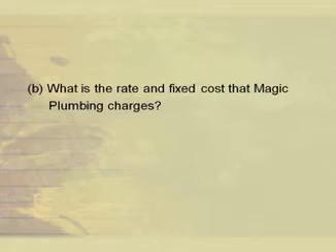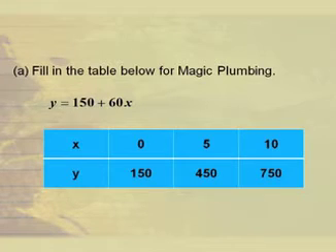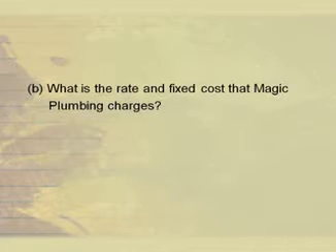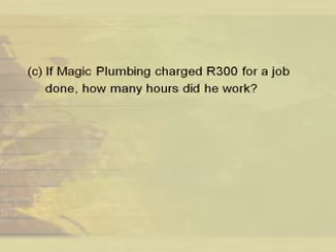What is the rate and fixed cost that Magic Plumbing charges? So let's look at the equation again. It's 150 plus 60x. Now, you can see that x is the number of hours, y is the cost in rands. But at 0 hours, it already stands at 150. Therefore, 150 will be the fixed cost and 60 will be the rate per hour.